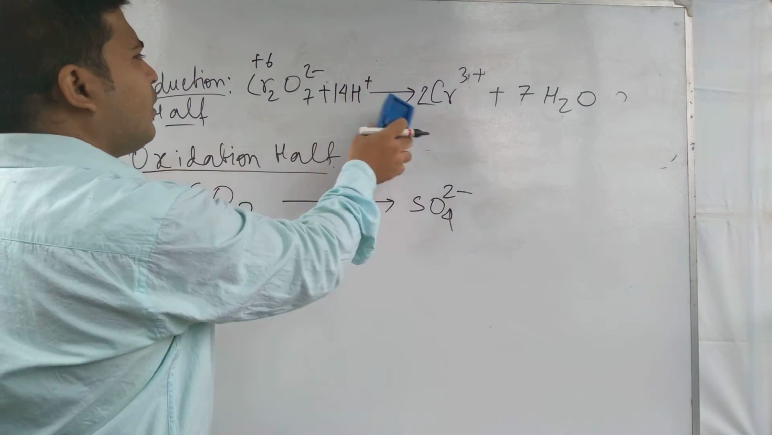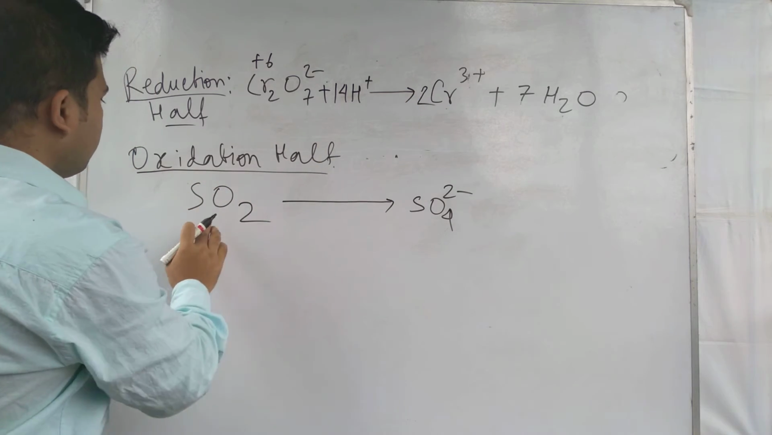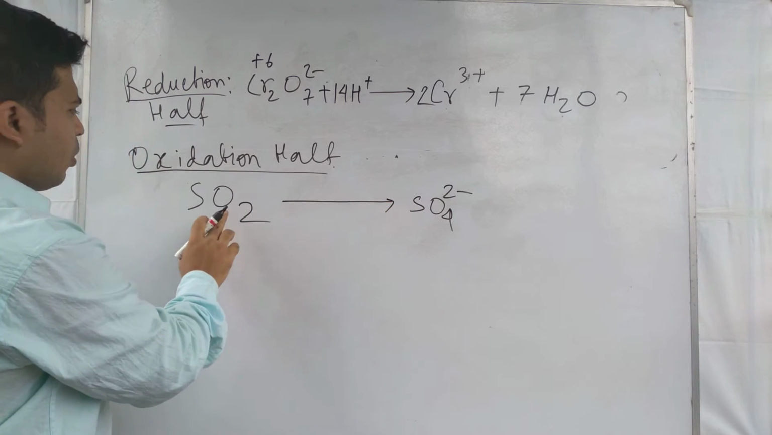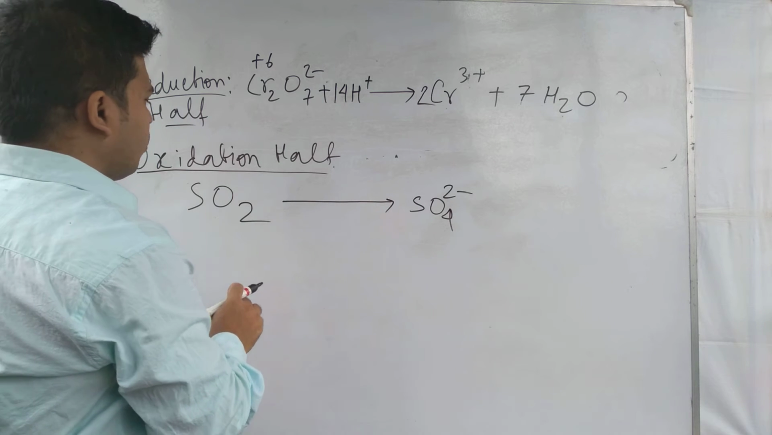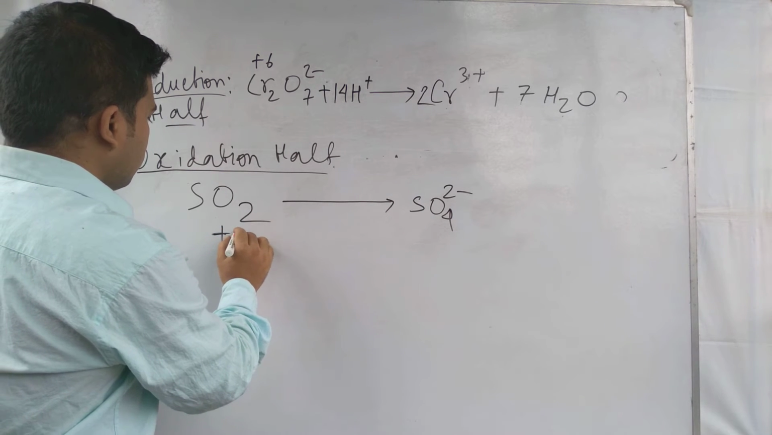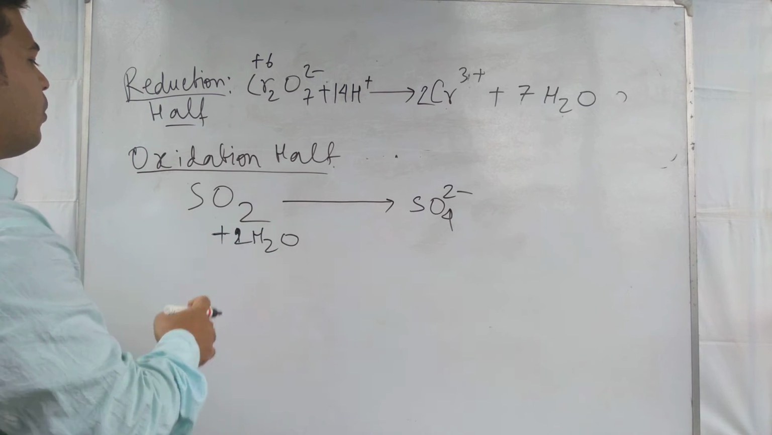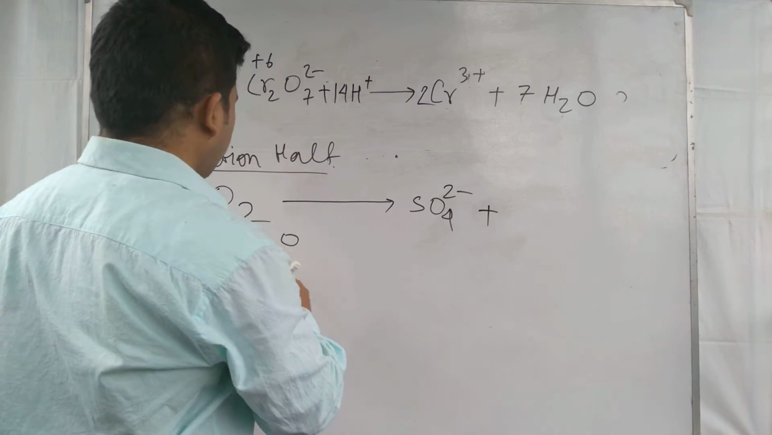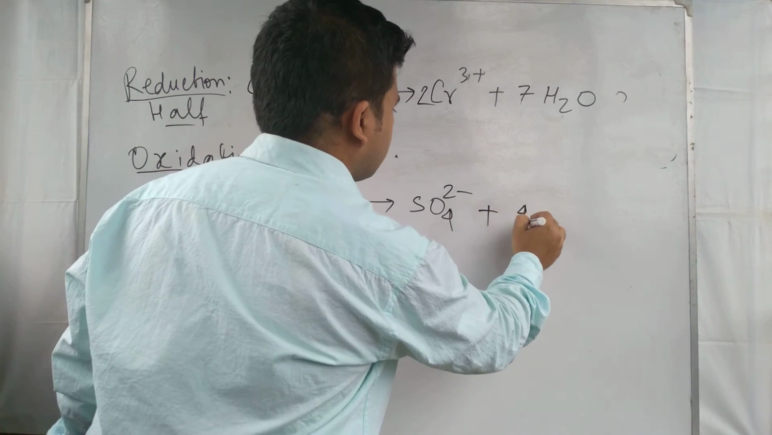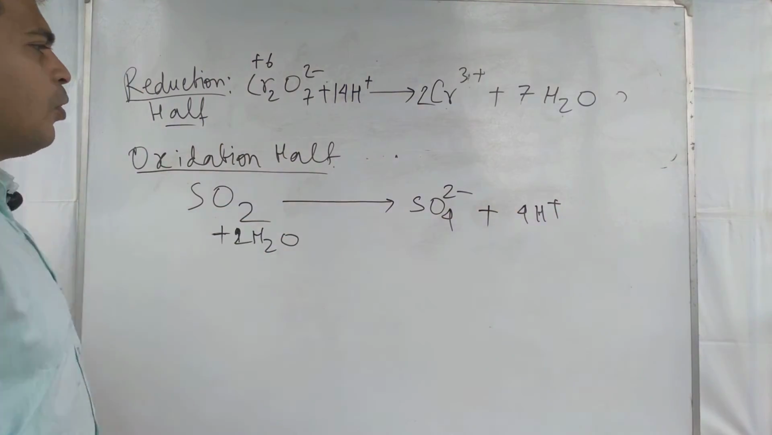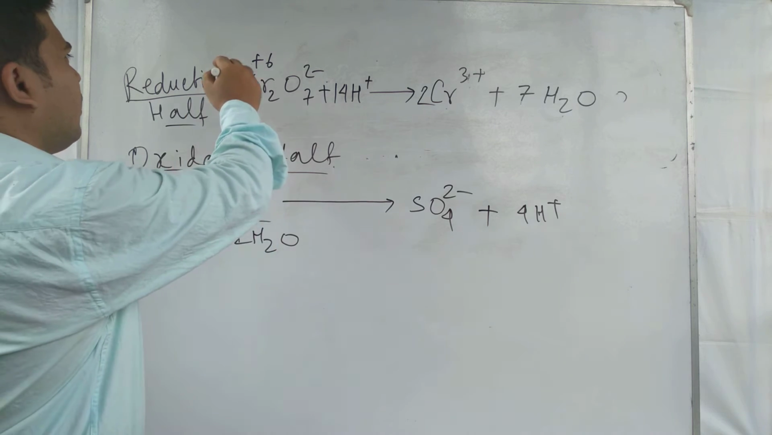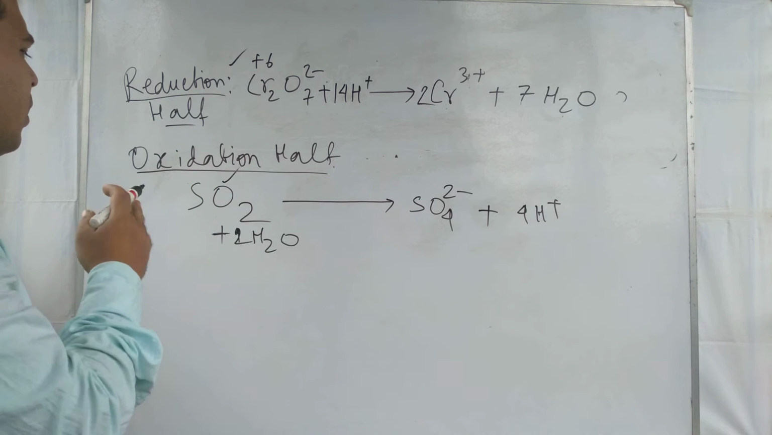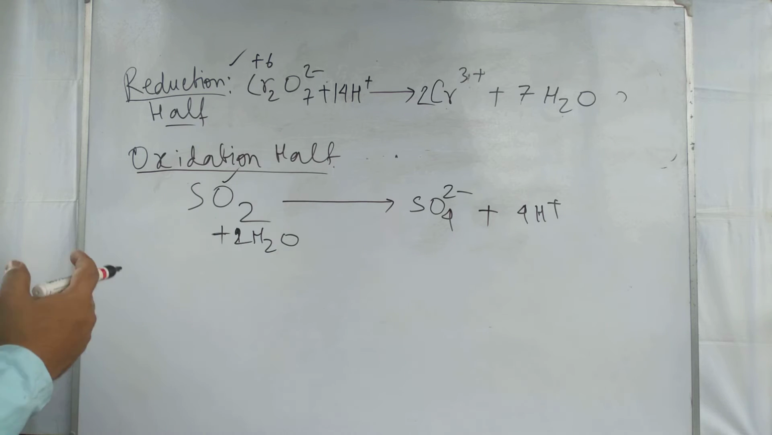So right now the oxygen is 7, hydrogen is 14 and chromium is 2. Now we have to balance this equation. Here the number of sulfur is 1, but the number of oxygen is 2. Here the number of oxygen is 4. So we have to add two molecules of water here. So the number of oxygen atoms becomes 2 plus 2, 4, but the hydrogen is not present on the right hand side, so we have to add 4 H plus on the right hand side, because 2 into 2 is 4 H plus. So the atom balance is completed in these two equations, the reduction equation and the oxidation equation.